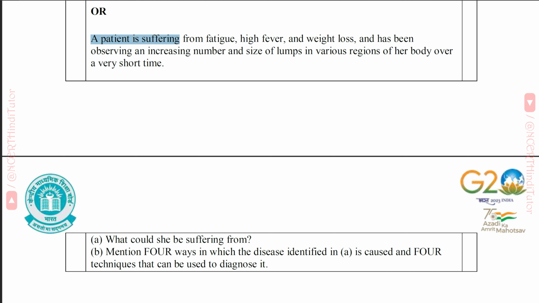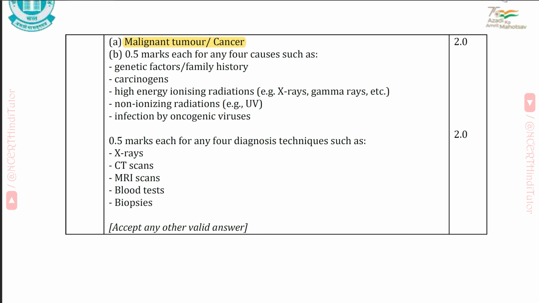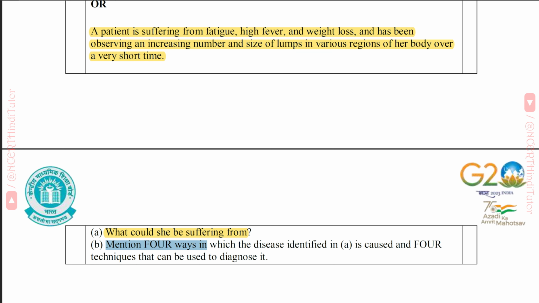Or, a patient is suffering from fatigue, high fever and weight loss and has been observing an increasing number and size of lumps in various regions of her body over a very short time. A. What could she be suffering from? Answer. Malignant tumor, cancer. B. Mention 4 ways in which the disease identified in A is caused and 4 techniques that can be used to diagnose it.